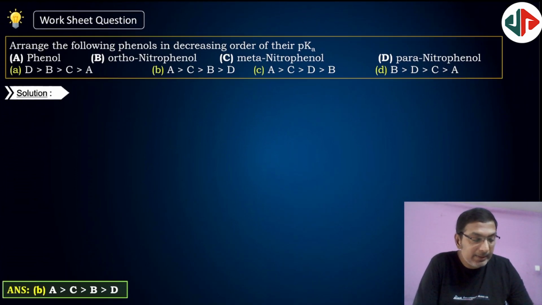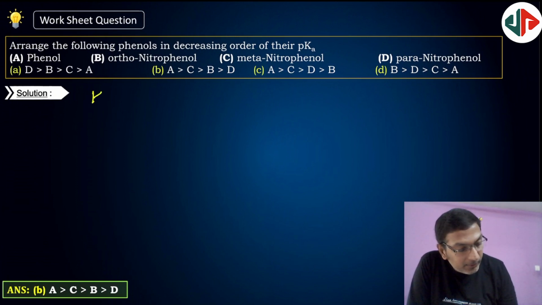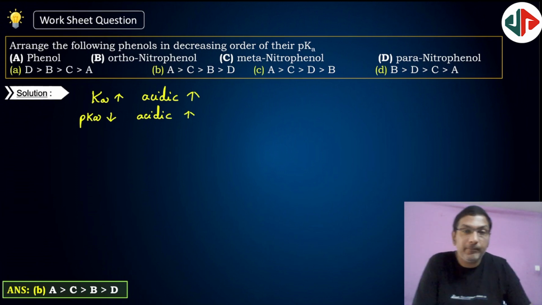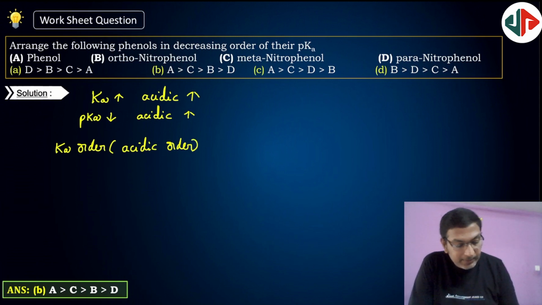Arrange the following phenols in decreasing order of their pKa. As the value of Ka increases, acidic strength increases. As the value of pKa decreases, acidic strength increases. Acidic strength increases with increase of Ka or decrease of pKa. pKa means minus log Ka, we know. So first I will write the acidic order, the Ka order.